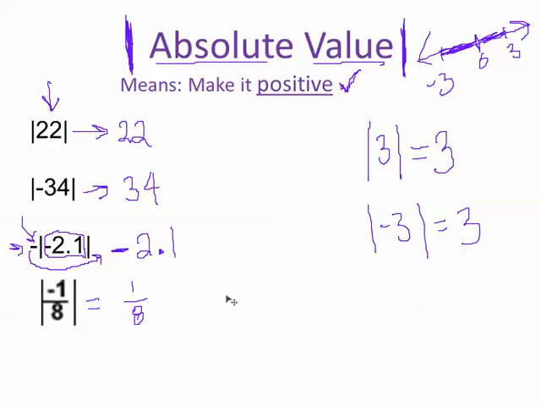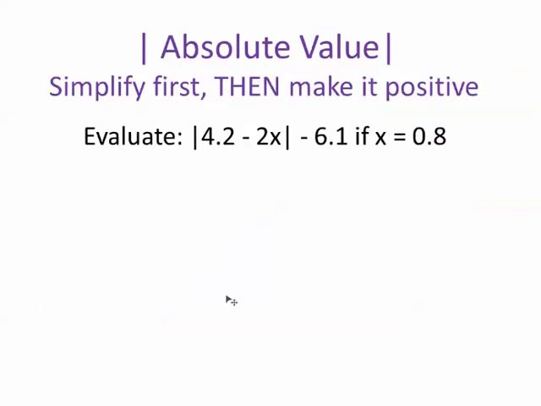+1/8. So be careful. Lots of students want to change the sign for an absolute value, and that's not what it does. If it's already positive, it stays positive. But if it's negative, we make it positive. So really, a better word for absolute value is make it positive. Let's see how complicated they can get.